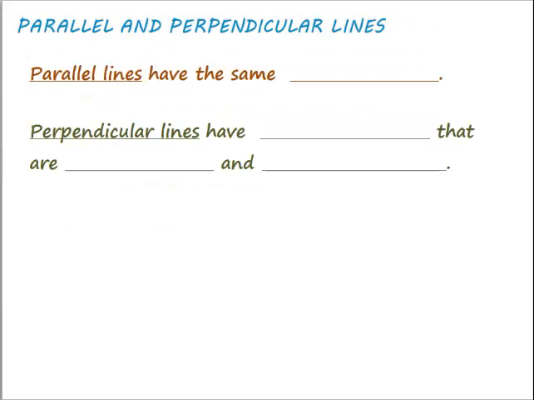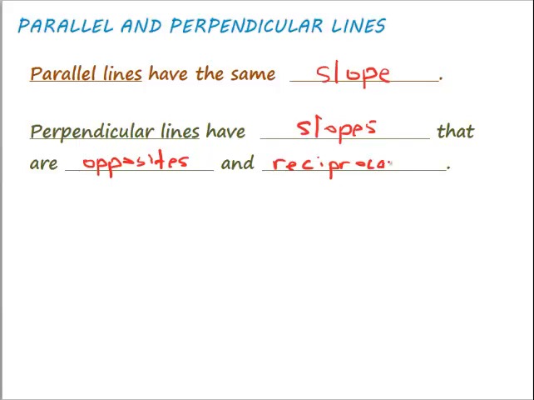A quick review. If you'll remember from Algebra 1, parallel lines have the same slope, and perpendicular lines have slopes that are opposite signs. So they're opposite signs, and the reciprocals. Reciprocals mean that if one of them is 1/3, the other one is 3 over 1. We just flip the fraction.